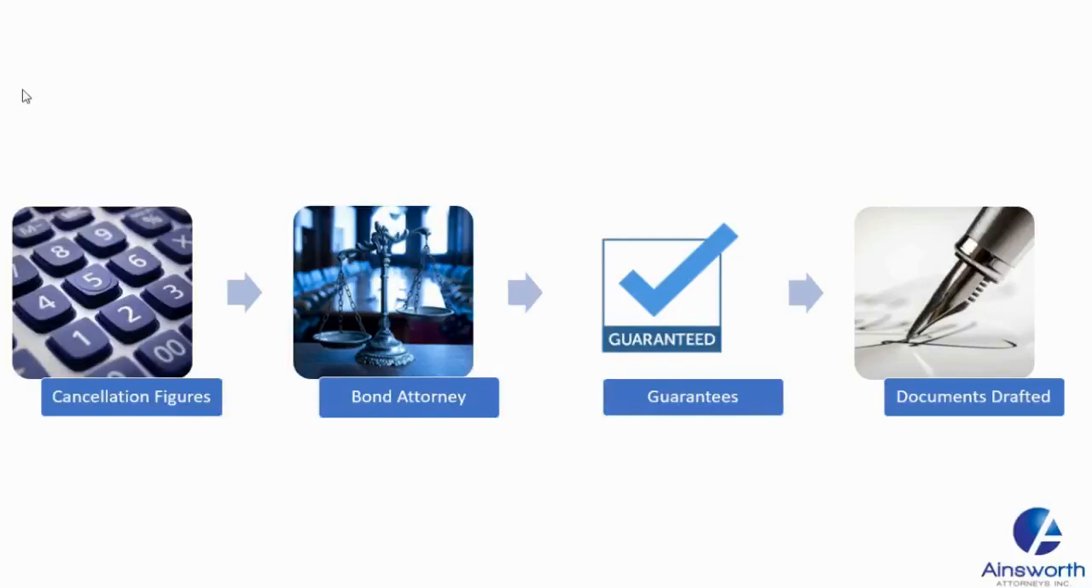FICA documents are required from all parties involved in the transfer, and then legal documents are drafted by the conveyancer and the pro forma transfer costs are sent to the buyer.